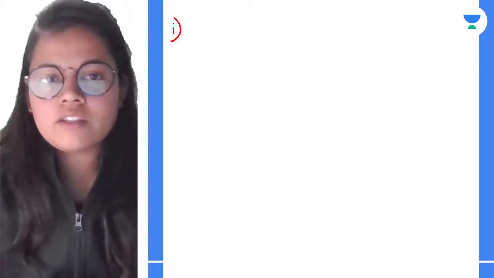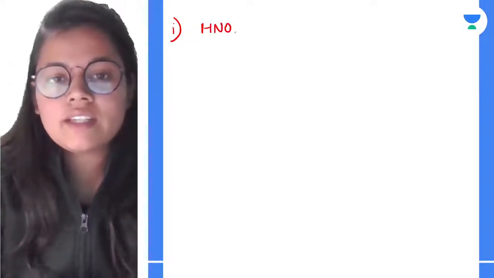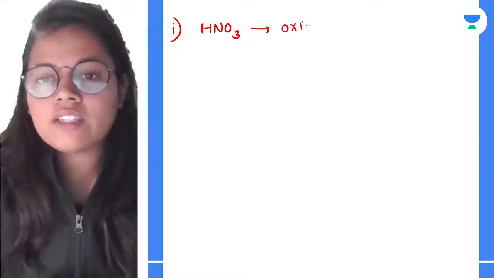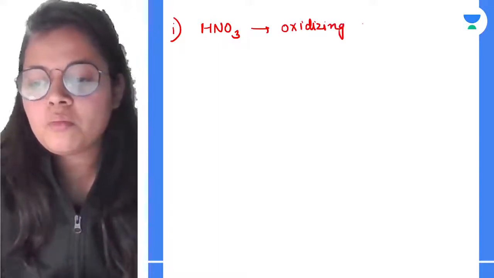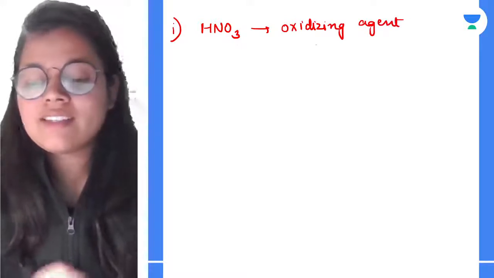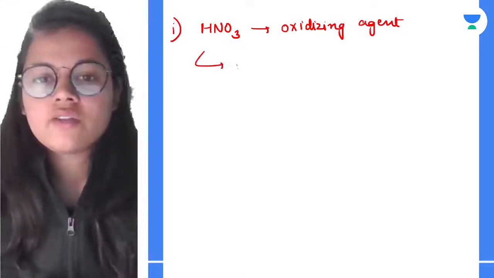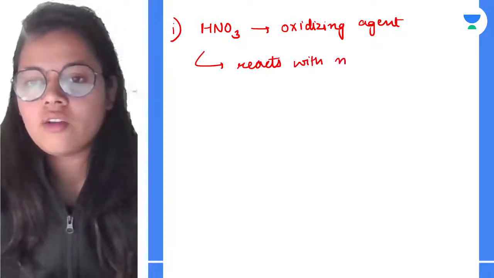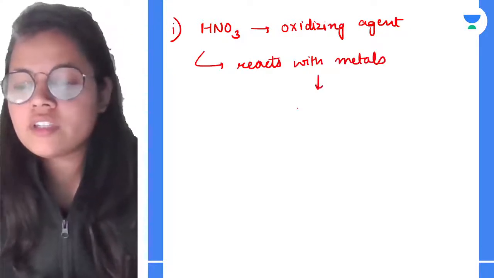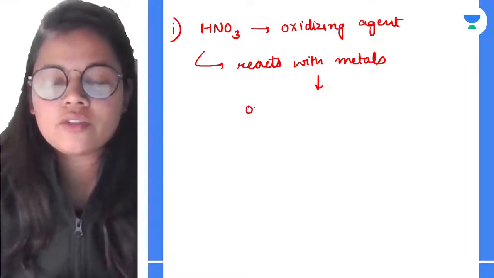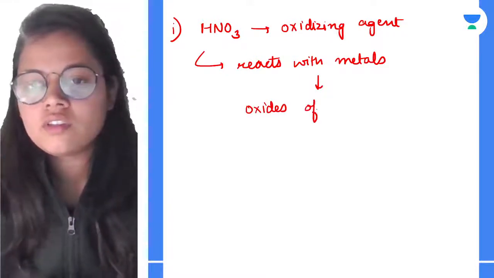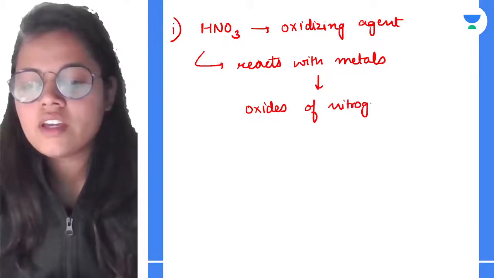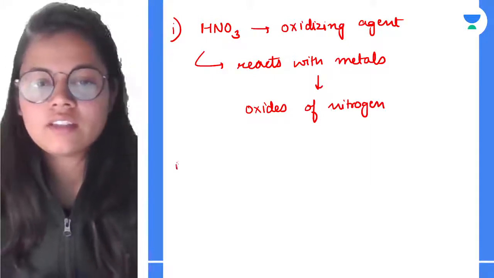The dilute nitric acid is different from other acids because it reacts with metals to produce the oxides of nitrogen. Just a minute. What is the difference that we will find here? Nitric acid acts as an oxidizing agent. Since it is an oxidizing agent, it will react with metal and produce oxides of nitrogen. So this is the way it is different.